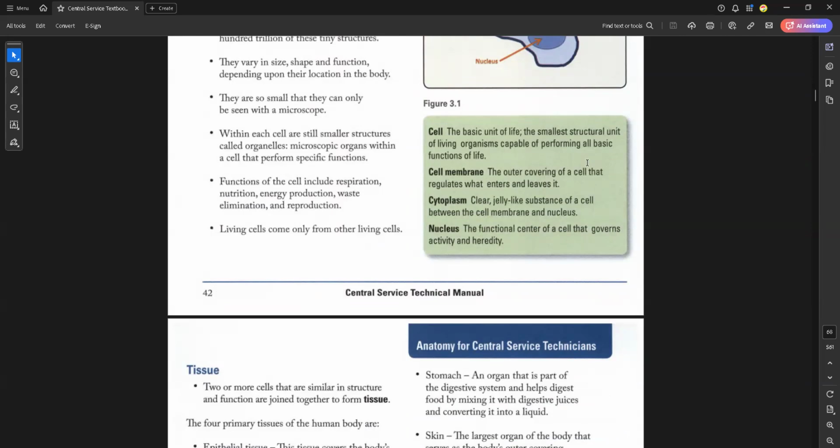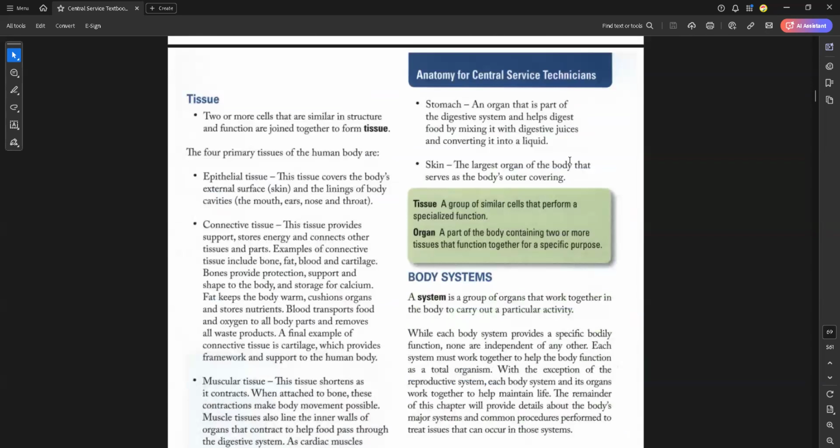Now, let's go to tissue. Okay, right there. Now, this is where I want attention. Two or more, everybody listen to me, two or more cells that are similar in structure and function are joined to form a tissue. When we come to organ, we are going to hear about that. Let me quickly read the organ. No, that is the system. Okay, it's okay.